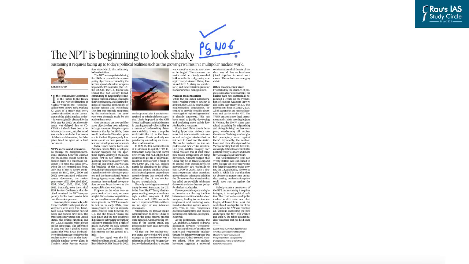This article on page number 6 has been written in the context of the recently held review meeting of the Nuclear Non-Proliferation Treaty or the NPT Treaty. In this review meeting, which was the 10th review meeting of the NPT, there has not been any viable outcome. And this has mainly been because of the differences between the opinion of the member countries of the NPT Treaty.